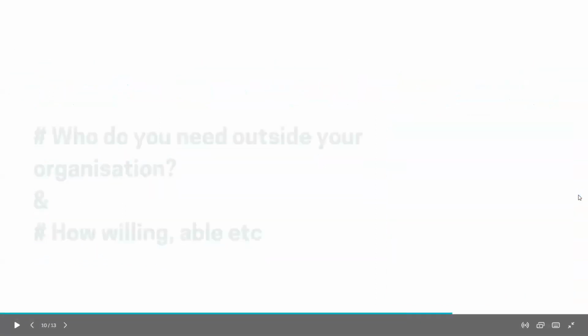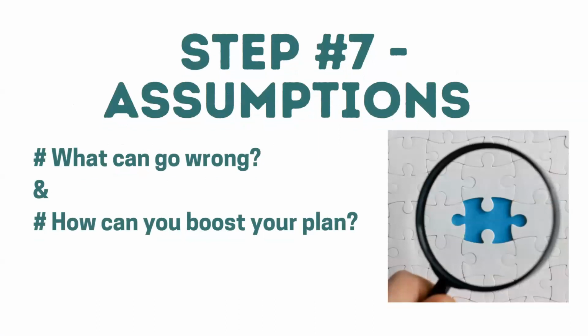We're nearly there. I think it's 2 more steps. Step 7 is your assumptions. This is important. This is where you ask questions like, what can really go wrong? Okay, have I got enough beneficiaries to come on this project? What are the parts of this project that is worrisome? What are the parts of it that is really concerning?